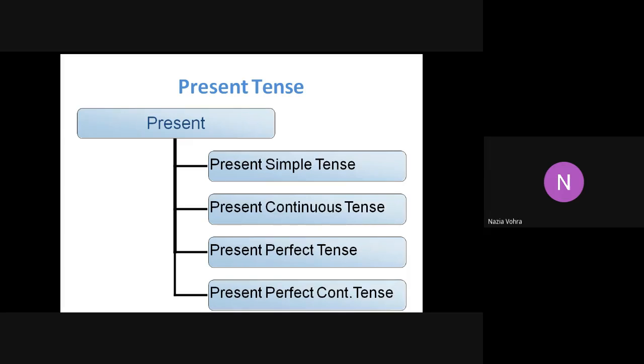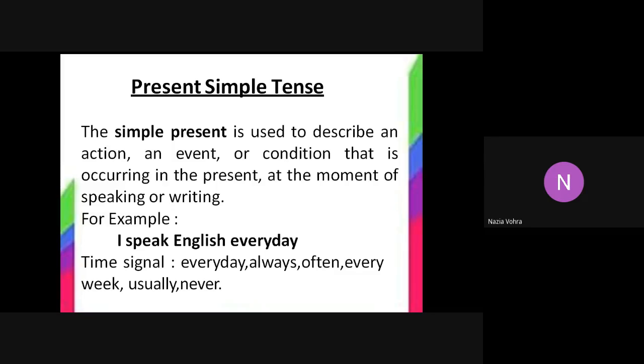So again in present tense, what we have is present simple tense, present continuous tense, present perfect tense, and present perfect continuous tense. Okay, so this is what we have for the present tense. In the same way, we'll have it for the other two also. But let's understand what a simple present tense is.